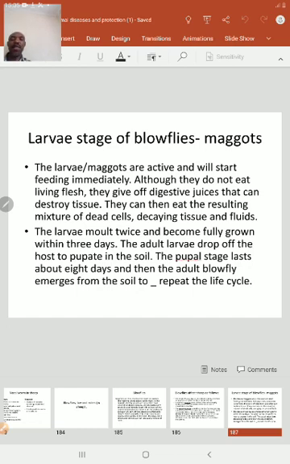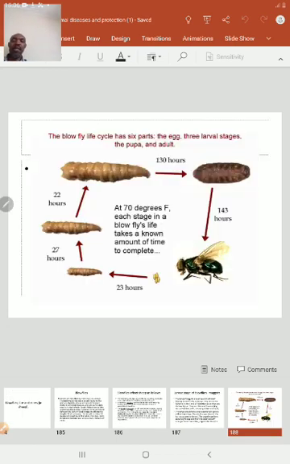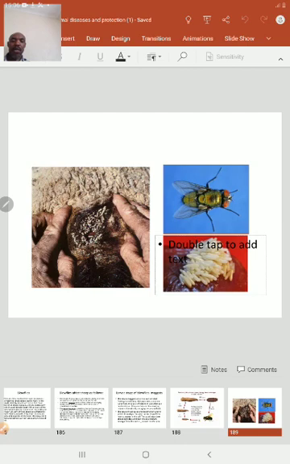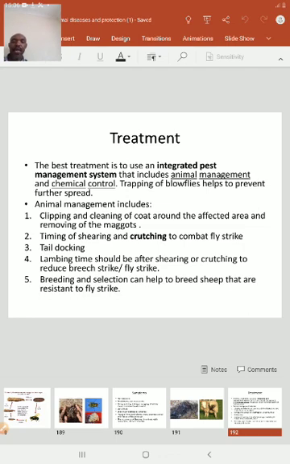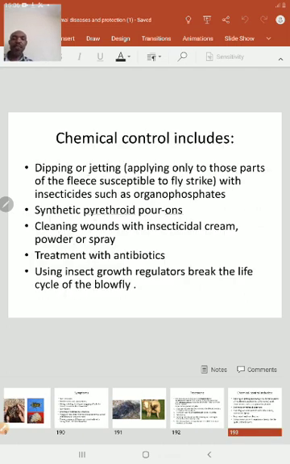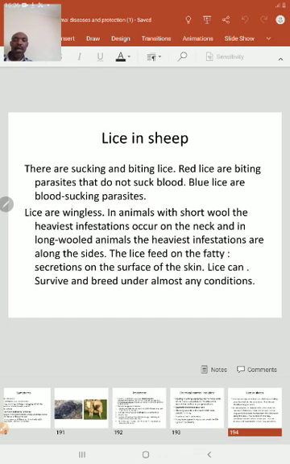These maggots are active and will start feeding immediately. They do not eat living flesh, but they secrete digestive juices that destroy the tissue and then eat the resulting mixture of dead cells, and it's very bad. A very painful wound. That's a life cycle. You can see the maggots there of a blue fly. And then the treatment: the clipping and cleaning of coat around the tail, and also the shearing around the tail, which is called crutching, also tail docking. Chemically, you can dip, or you can use pour-ons, or even antibiotics.